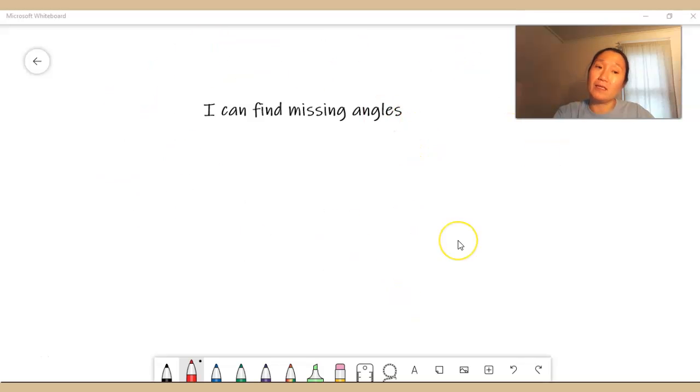Your goal for this lesson is to find missing angles. You can find missing angles. All right, so let's go ahead and get started.